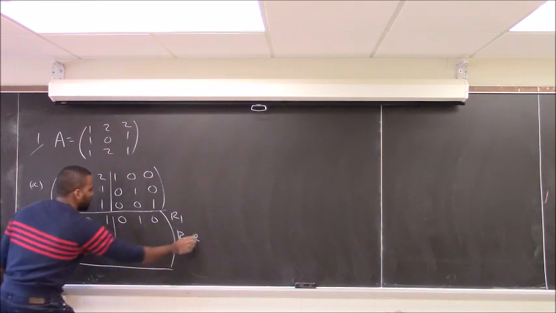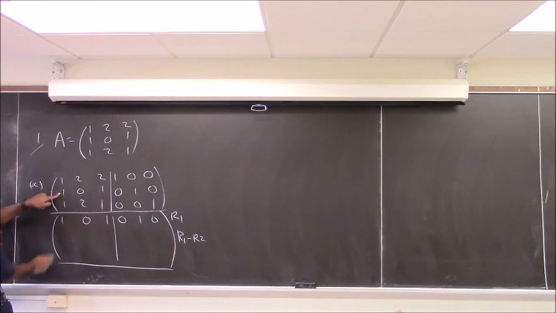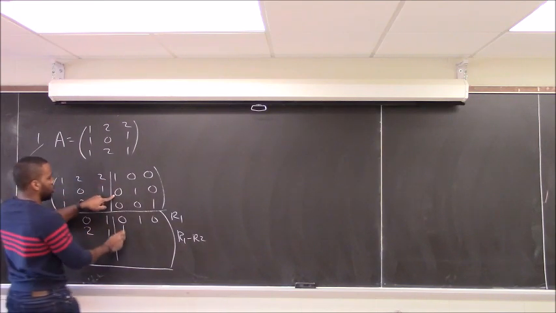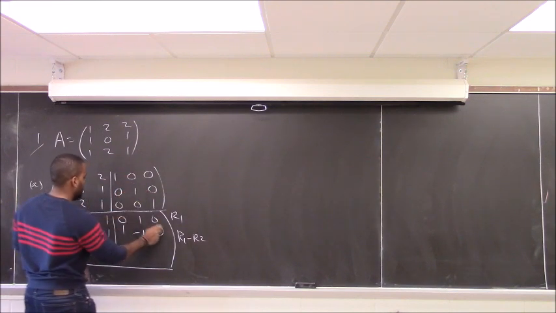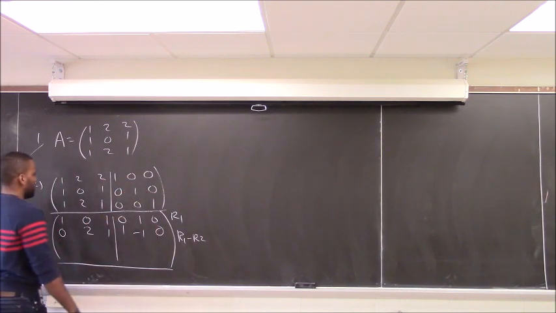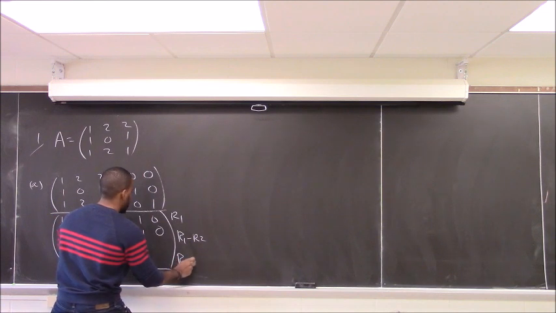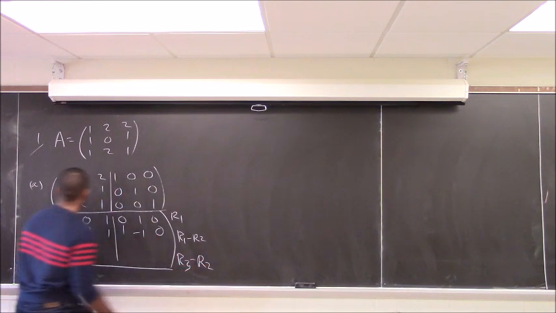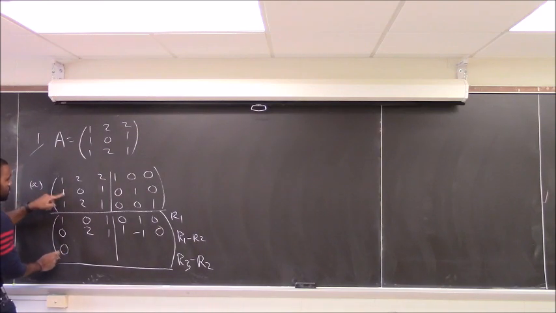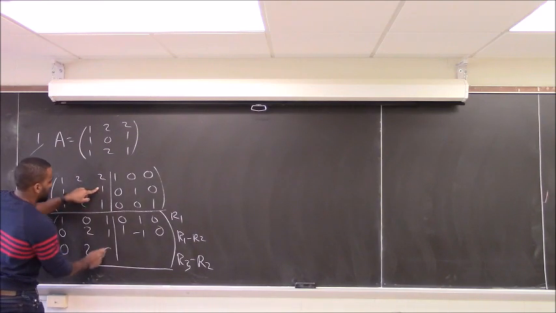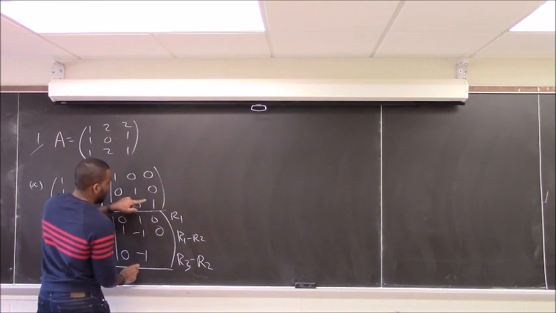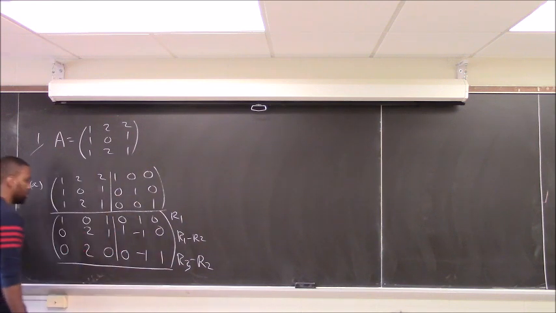Let's do row 1 minus row 2. This minus that, 0. This minus that, 2. This minus that, 1. This minus that, 1. This minus that, minus 1. This minus that, 0. And then we can do row 2 and 3. Row 3 minus row 2. This minus that, 0. This minus that, 2. This minus that, 0. This minus that, 0. This minus that, 1, minus 1, this minus that, 1. And we look like that in the first step.